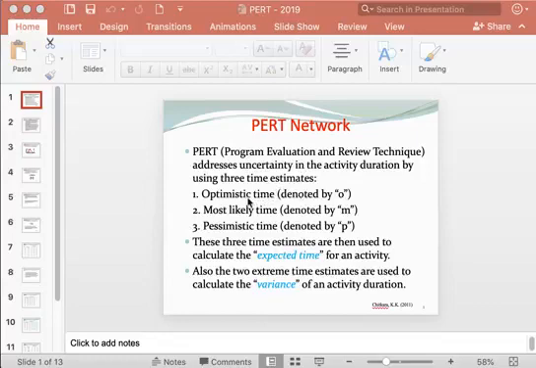These three time estimates for each activity, optimistic, most likely, and pessimistic, are used to calculate what is called the expected time estimate for an activity. Also, after finding out these three time estimates for each activity, you also need to calculate what is called variance.